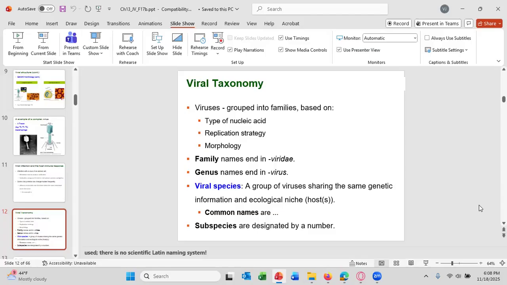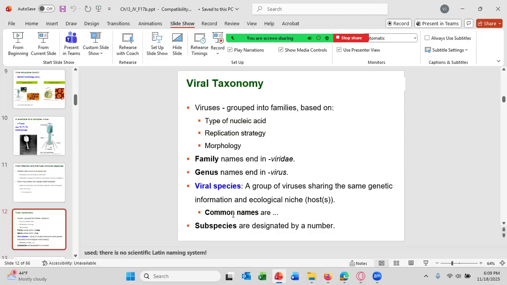All right, I already mentioned all viruses are classified into families. All viruses are also classified into a genus underneath that. And then they can be classified into viral species of the genus. And then we have a subspecies of the virus. A subspecies will have the same name as the viral species, but it'll be designated by a number. The family name of a virus will end in viridae. The genus name will end in virus. The virus species will have a common English name.